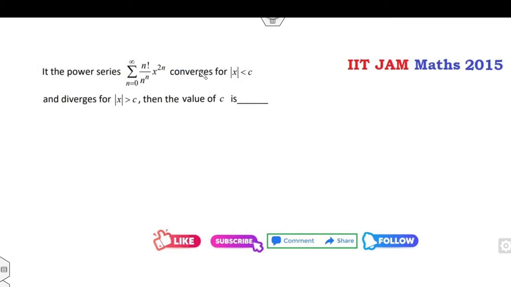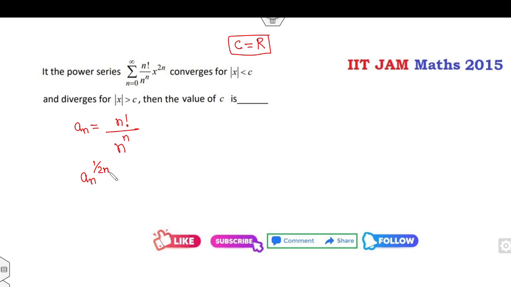If the power series is convergent for this and divergent for that, then what is the value of C? C is basically the radius of convergence. So can you find the radius of convergence? a_n is n factorial over n raised to the power n. How can you find the radius of convergence? You have to find it carefully, because the power is 2n.